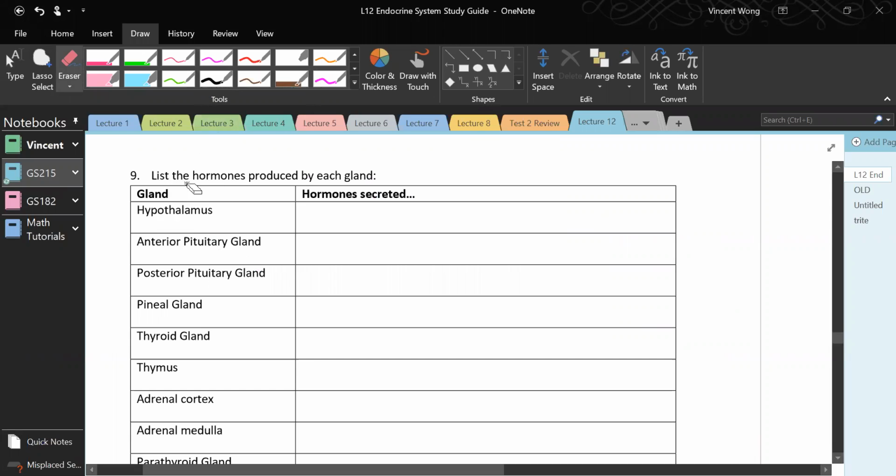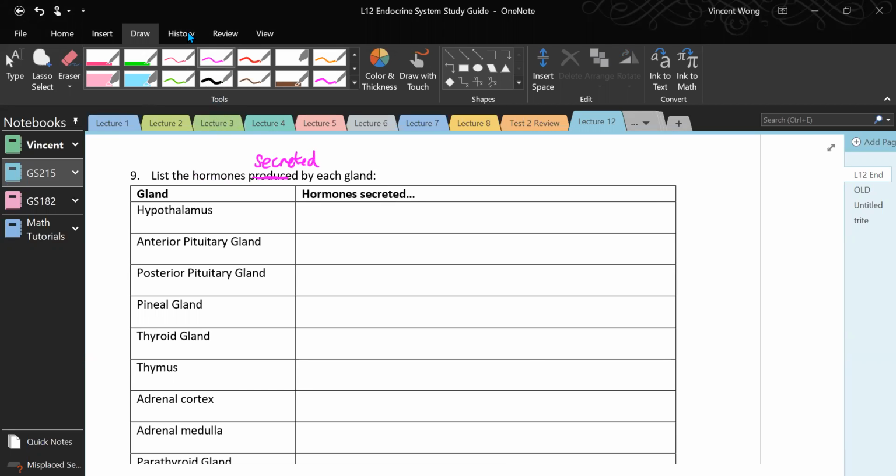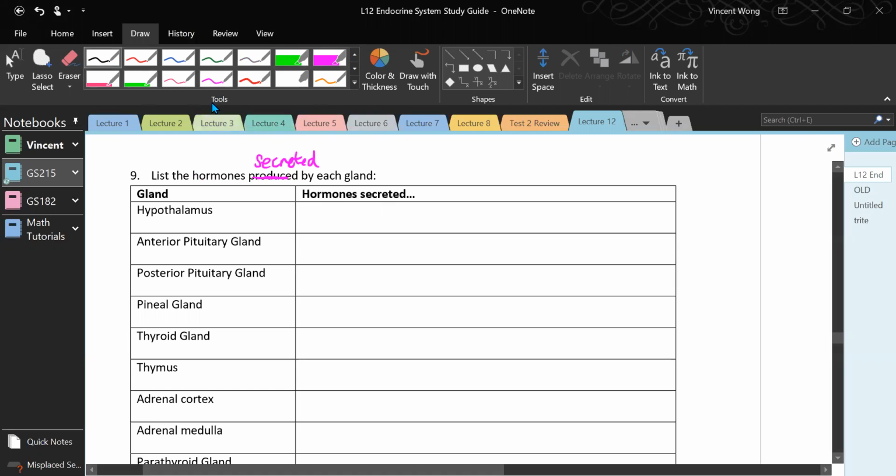Sorry, actually it says list the hormone produced by each gland and the hormone secreted. We'll just say list the hormones secreted by each gland, because of the relationship of the hypothalamus and the posterior pituitary gland. Not everything is produced and secreted from the same thing, right? So hormones secreted from the hypothalamus, the ones that we've learned: GnRH, anything that ends in RH, and then there's the CRH.